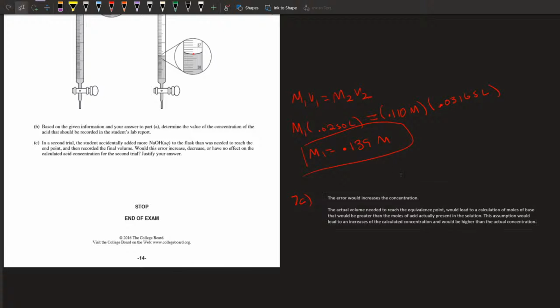Sorry I was quiet then, but I was trying to think. So the error would increase the concentration. The volume larger than the actual volume needed to reach the equivalence point would lead to a calculation of moles of base that would be greater than the moles of acid actually present in the solution. The assumption will lead to an increase of the calculated concentration, which will be higher than the actual concentration.